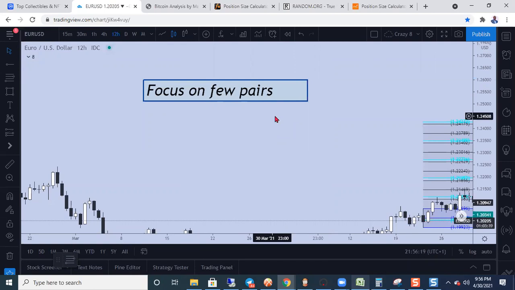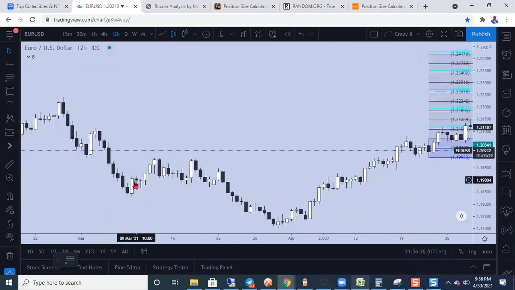What are you looking for? Why would you want to trade 5, 6, 7 pairs? How would you monitor them? If all you need to do is follow the candlesticks, if your setup hasn't come, wait for it. You simply wait for it, right?